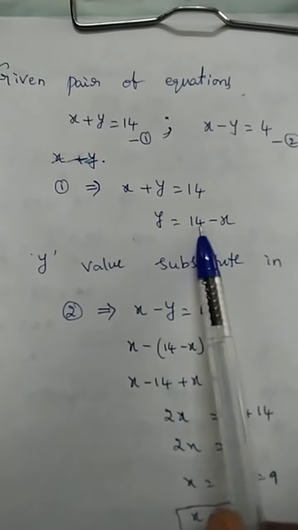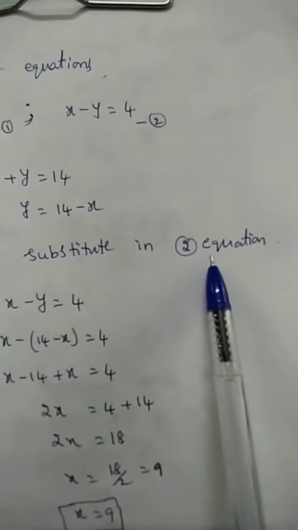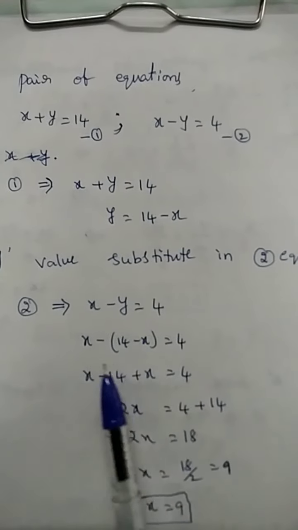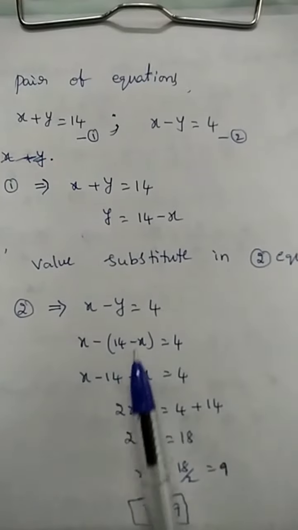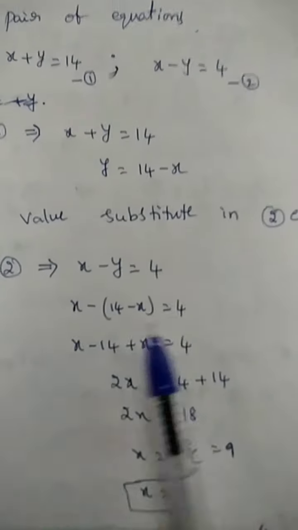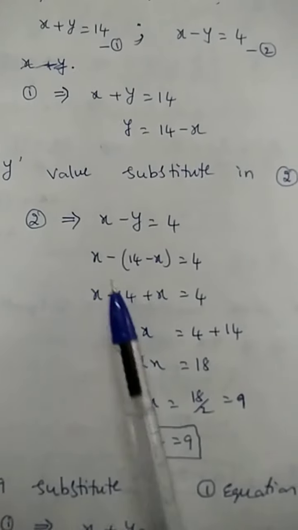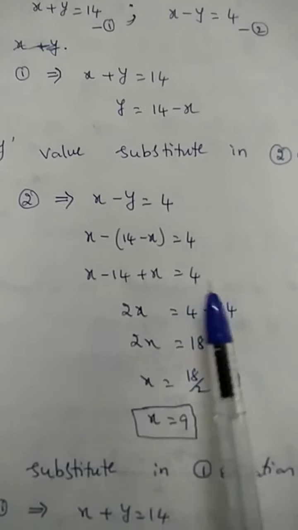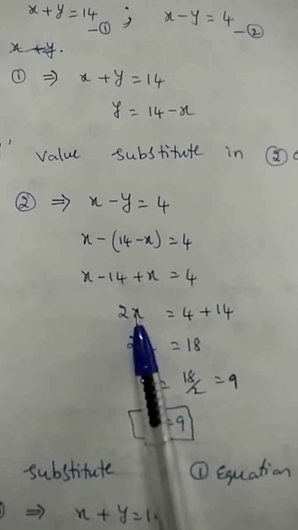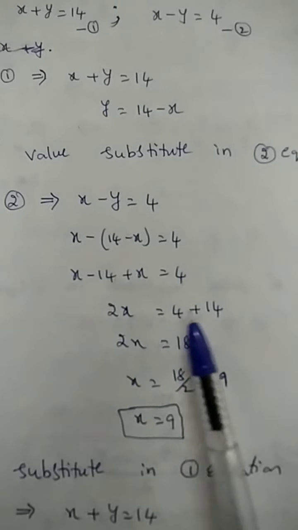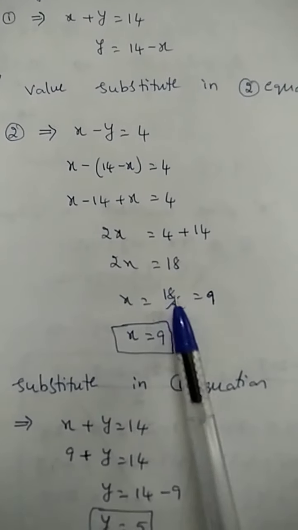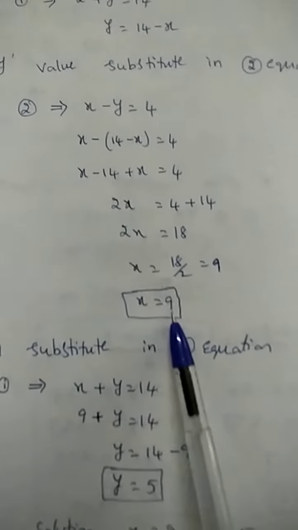Now y is equal to 14 minus x is to be substituted in the second equation. What is the second equation here? x minus y is equal to 4. x minus y means x minus (14 minus x) is equal to 4. So open the brackets here. x minus 14, minus into minus is plus x, that is equal to 4. x plus x is equal to 2x. Minus 14 should be transposed to that side. 4 plus 14 is 18. 2x is equal to 18. x is equal to 18 by 2. 2 nines are 18, x is equal to 9.